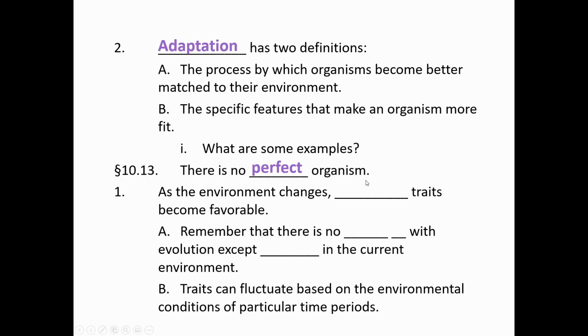Moving on to this next point, it's important to note there's no such thing as a perfect organism, because the environment is always changing, and so the traits that become favorable will also change. So who's successful and who's not will change in accordance with the environmental conditions. And in order to become successful, you can only work with what you have, right? You can only work with the alleles that are present in the population.